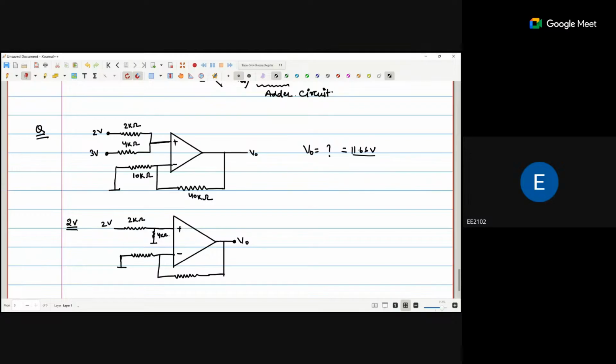Now first of all, the voltage at this point. I just consider this as VB. This is VA. So VA is equal to VB. Now what is the voltage if 2 volts drops across 2 kilo ohm and 4 kilo ohm? So we apply the voltage divider rule. VB is equal to 4 divided by 2 plus 4 into 2 volts. So 4 by 6 into 2 volts. So it is 8 by 6 volt.